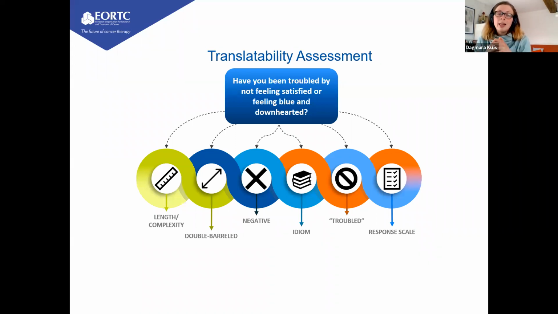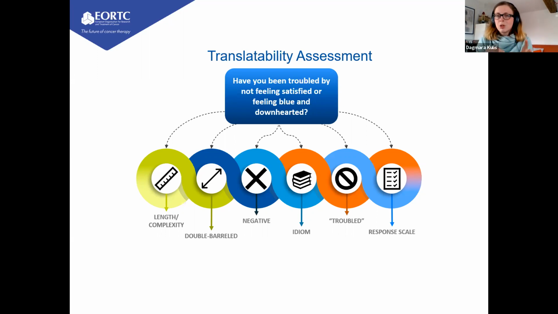Then we have a negative structure, not feeling satisfied. So have you been troubled by not feeling satisfied? This is a problem in translating that sentence into a lot of languages that might use double negative, or then we will not know what "not at all" will mean.